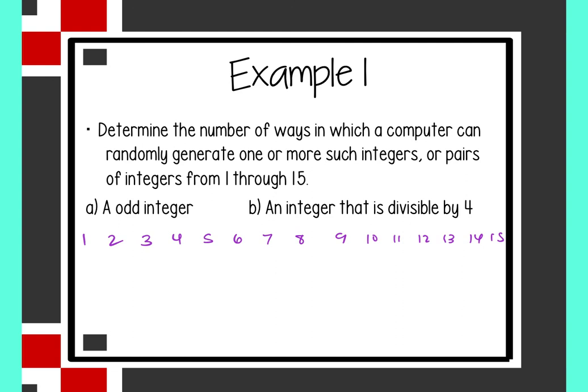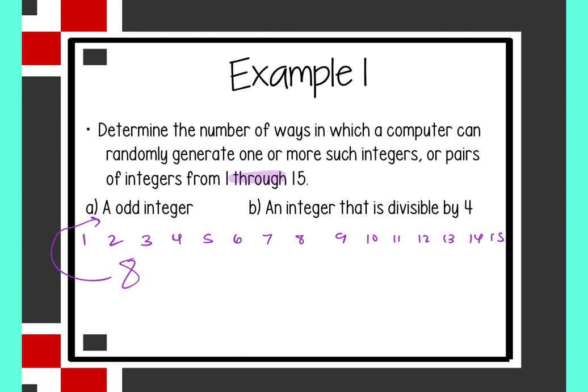So A says from this set of 15, how many ways can I pick an odd integer? So how many odd integers are there? There are 8. That's what it means by the number of ways it can pull an odd integer, okay? So there are 8. And notice the wording, it says from 1 through 15. That's how we know to include 1 and 15. And we don't do it over 15?